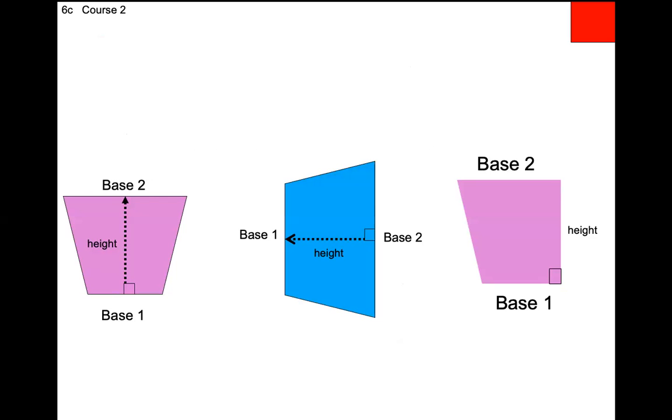Okay? Wait, I got a question. Since it's base 2 and base 1, wouldn't that be a... Only if the left and the right were parallel as well. Wait, you said that base 1 and base 2 are parallel. They're parallel to each other. All right, never mind. That's my question.